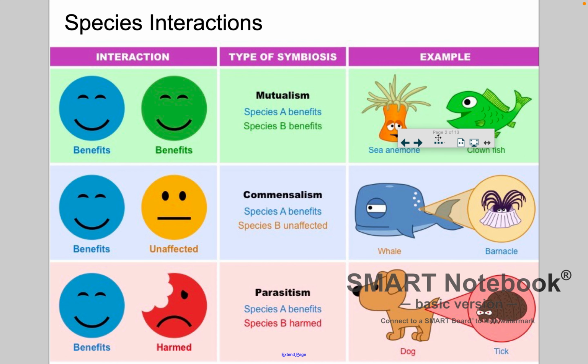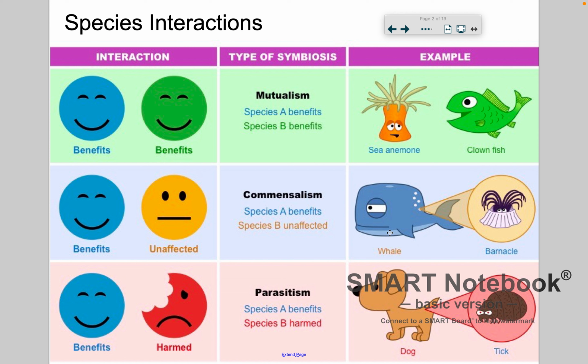So species, when they do interact, there's a couple different ways that they can interact, or ways to describe that interaction. That can be positive, where both individuals benefit, and we call that a mutualism. An example might be a sea anemone and a clownfish. Commensalism means that one species benefits and the other one is unaffected.